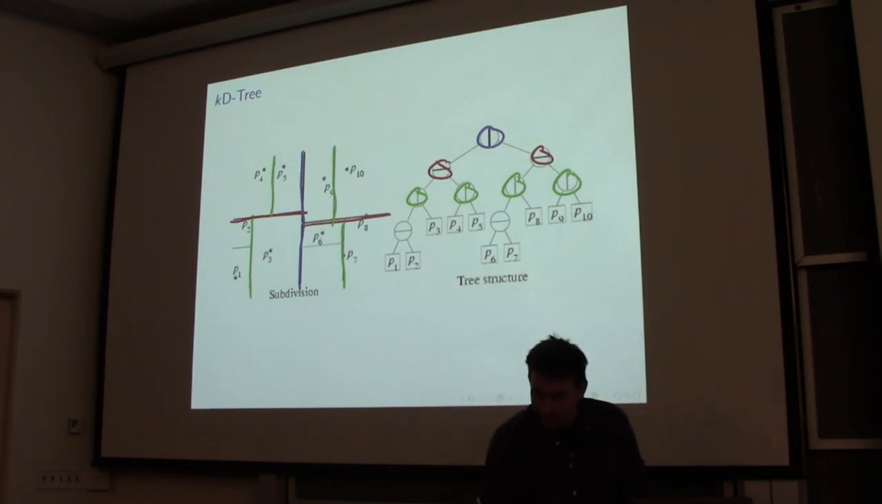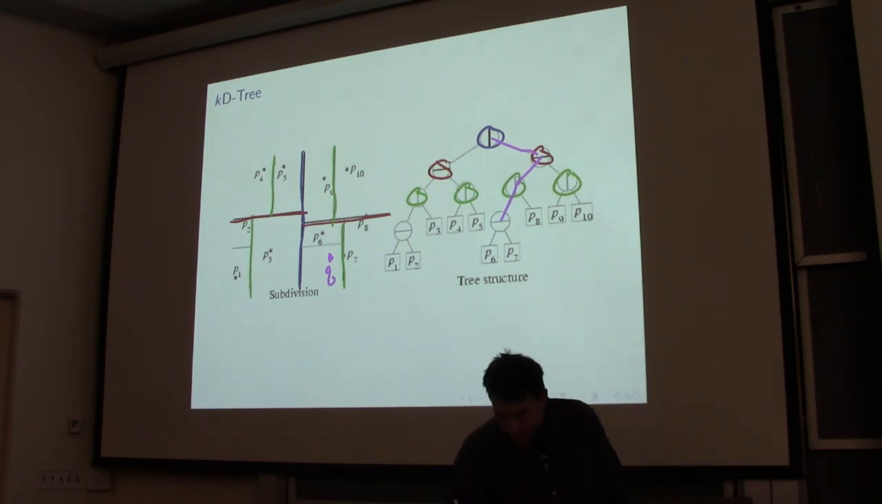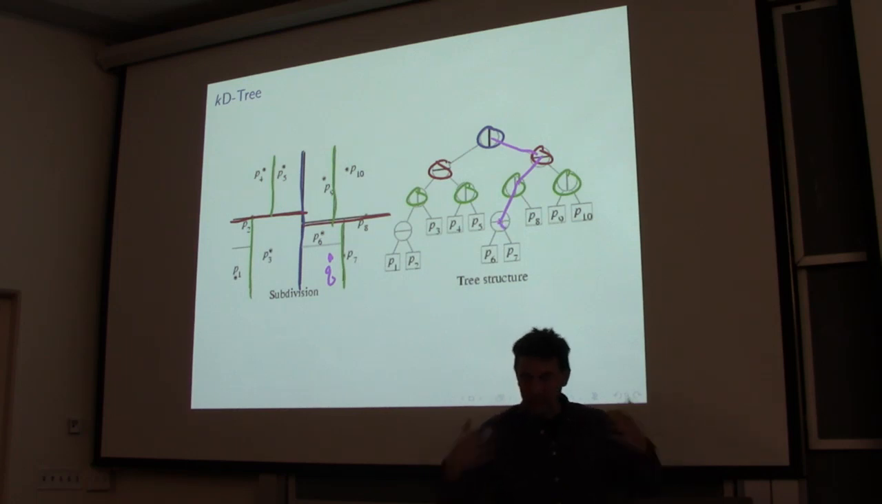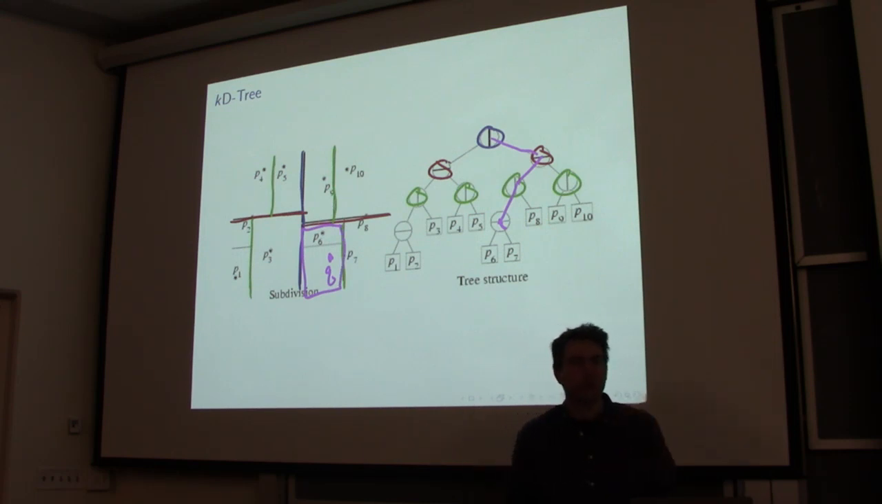Okay, and now if I have a query, let's say I have a query here and I want to find the nearest neighbor, well, I first go down this tree, right? So I go down this way, I split, I go this way of this split, on down here, and then actually it's P7. So at this point it corresponds with this box here. P7 got thrown in this box.